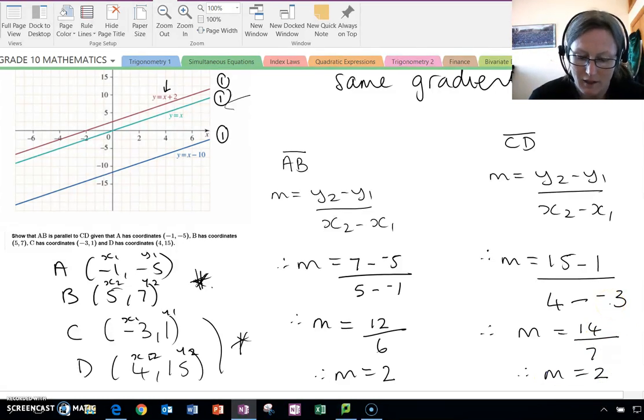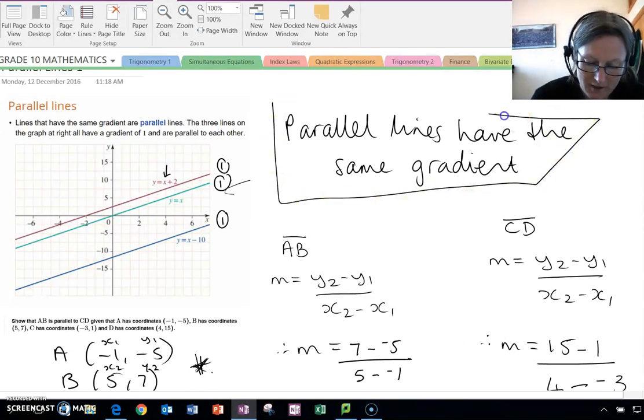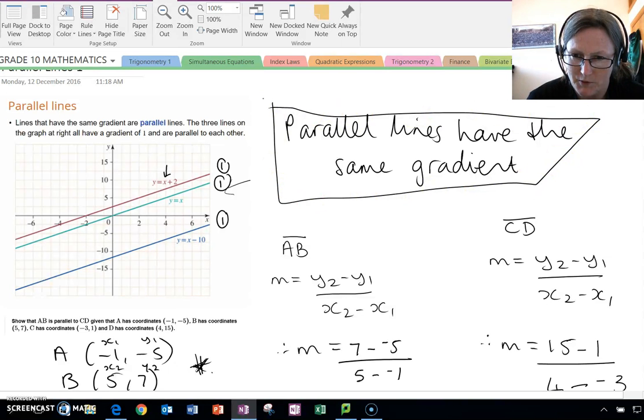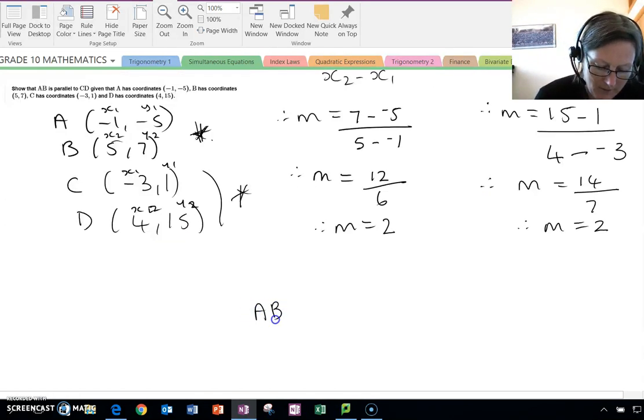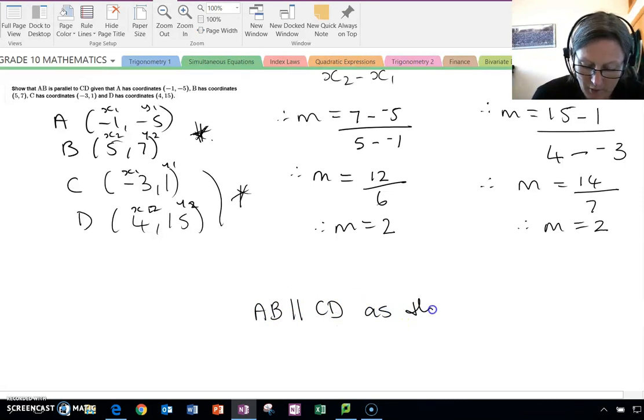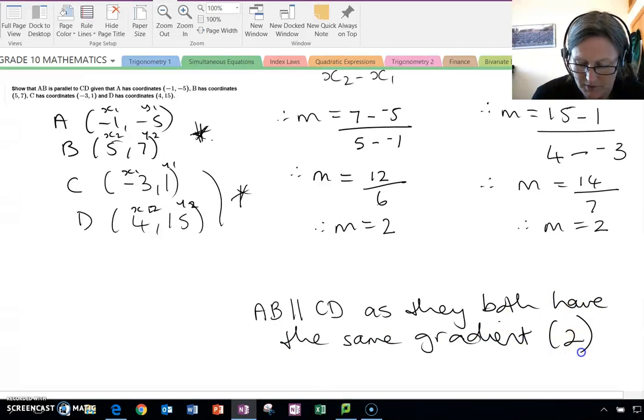Both of those lines, the line going from A to B and the line going from C to D, have a gradient of 2. They have the same gradient. If they have the same gradient, the lines must be parallel, because parallel lines have the same gradient. So we would write: AB is parallel to CD, as they both have the same gradient, which happens to be 2.